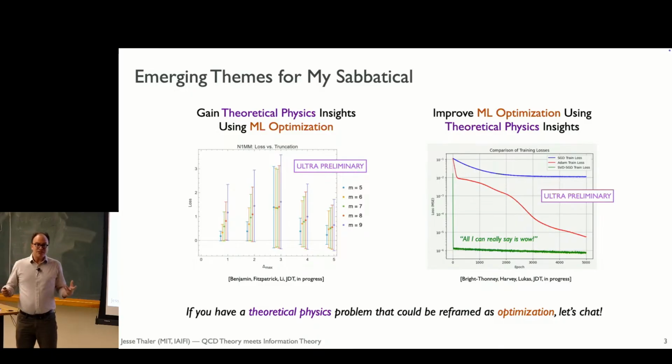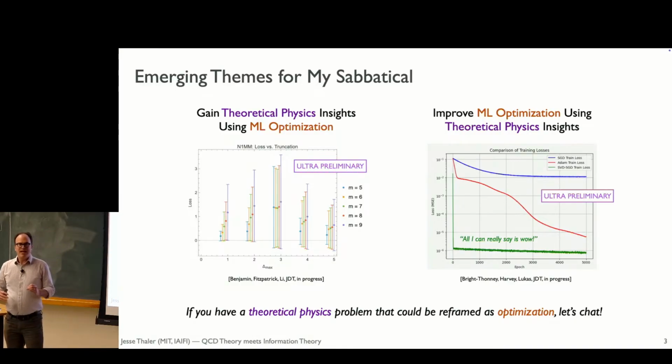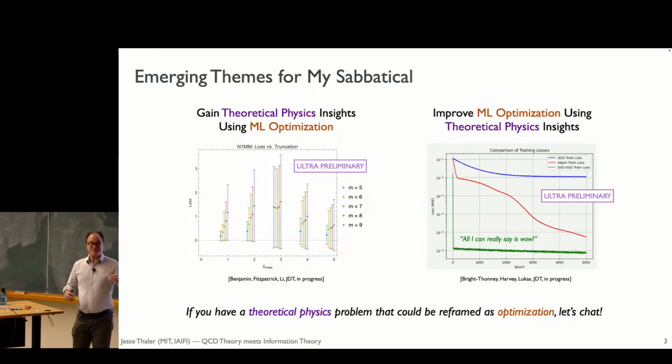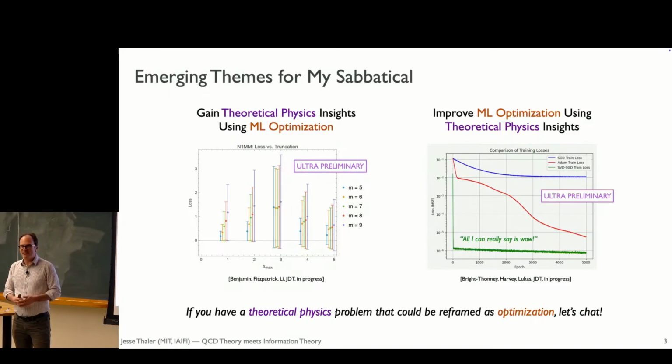And what I'm going to be doing in this talk is telling you how certain aspects of QCD theory do have a framing in terms of optimization. And you'll see exactly what that is. And I'm going to try to keep this at a relatively light level. We'll see if I succeed or not. But I'm happy to have conversations for the rest of my year in Paris about this and other topics.